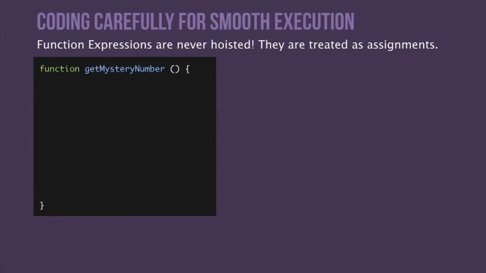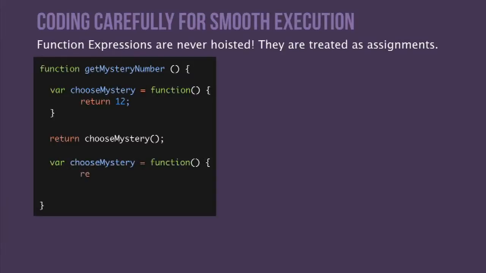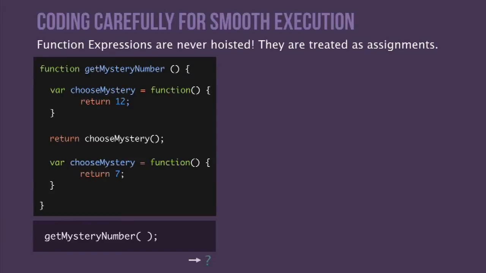First thing I've got here is a variable called choose mystery, and I'm assigning to it a function expression that returns 12. Following that, here's my executable statement, the return statement of choose mystery. And then after that, another function expression that's also assigned to the variable choose mystery, but that one returns 7. What do you think will happen now when we call the get mystery number function?